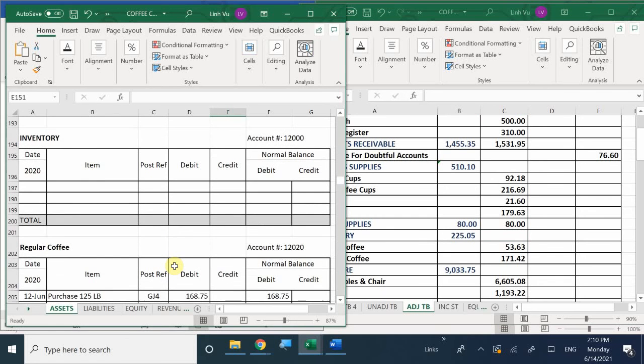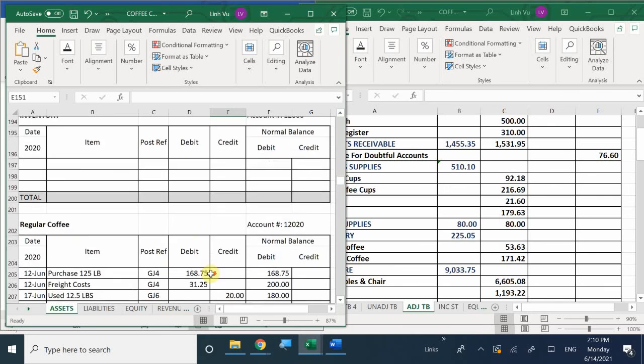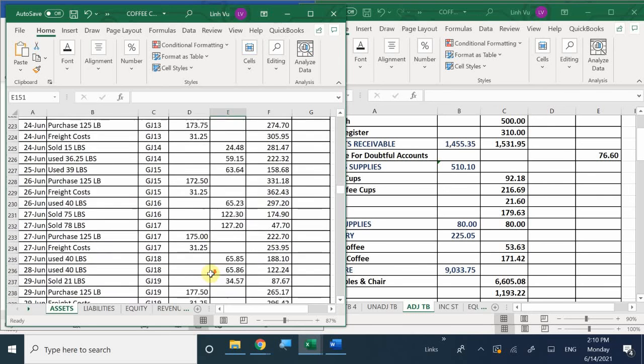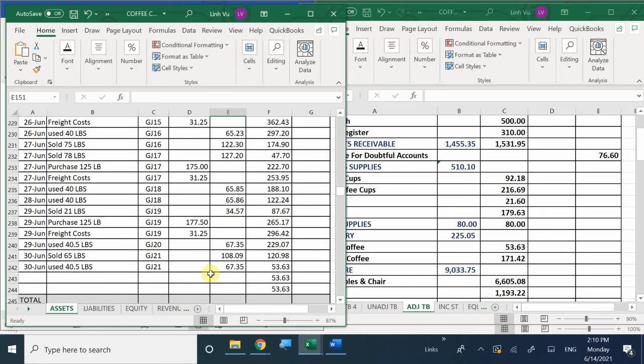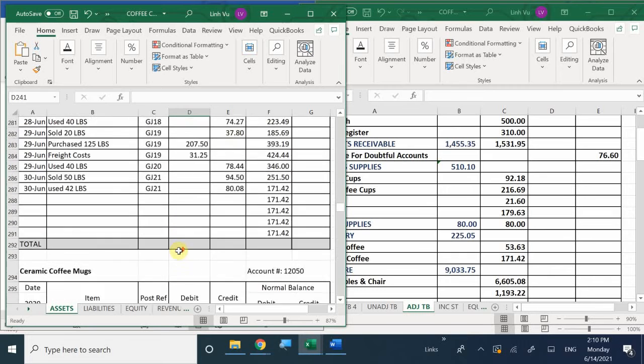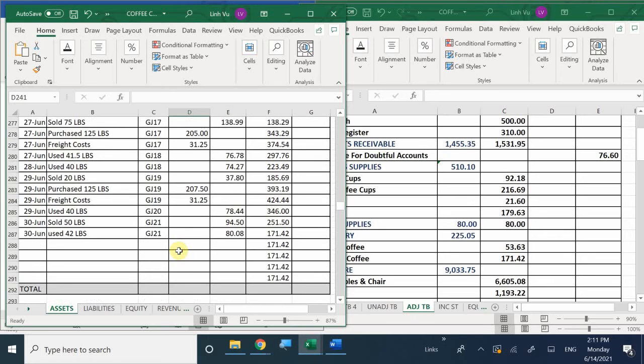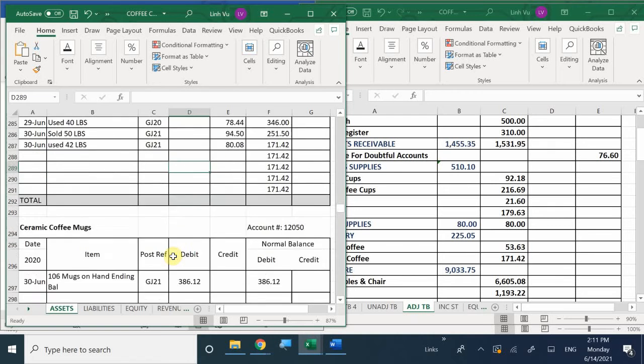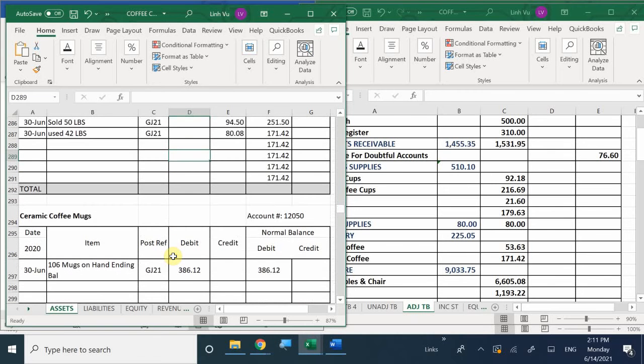So now we have inventory. Looks like it's still the same. Okay, so for the coffees, we'll just double check them. Do we still have $53.63 of regular coffee? Yes. We also have $171.42 of Supreme Coffee. But wait, we also have our periodic inventory that we just converted.